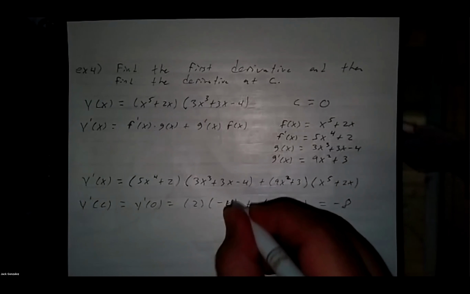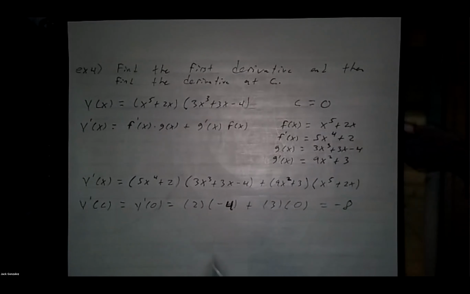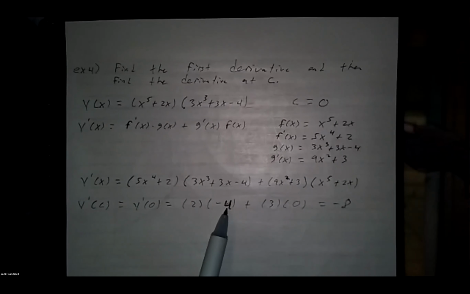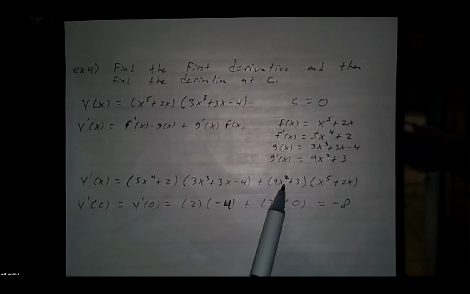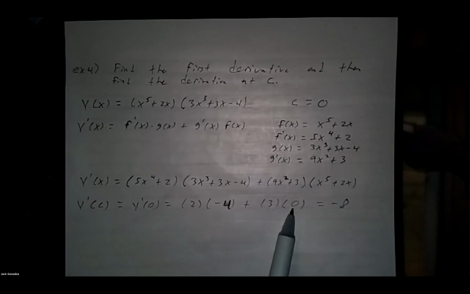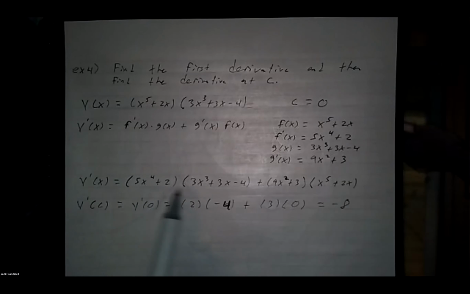I skipped a minor step here. Do you see where these numbers came from? Plugging in 0 here leaves you with a 2. Plugging in 0 here leaves you with -4. Plug in 0 there, you're left with a 3. These both have x, so 0 plus 0 is 0. 0 times 3 is 0. So you're only left with this piece here. Either way, I believe in you. I think you can plug in 0 everywhere.